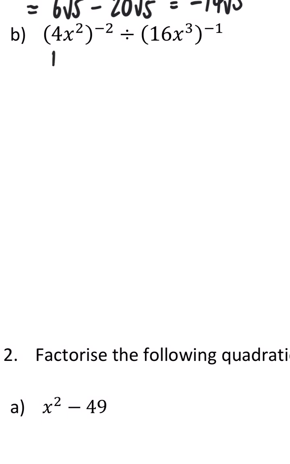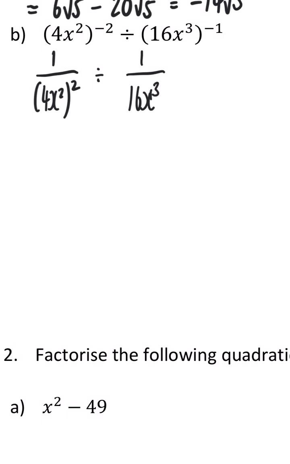So I'm going to say that's 1 over, put the whole thing on the bottom, and change the sign to a positive, and it's divided by, same thing over here, put it on the bottom, change the sign, 16x cubed all to the power of 1. We don't need to write the 1, so we just leave it like that. Now I'm going to do two things at once. I'm going to expand out this bracket here by raising a power to a power. So that's equal to 1 over 4 squared x to the power of 2 times 2 is 4.